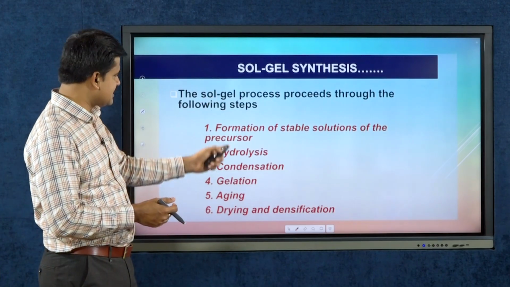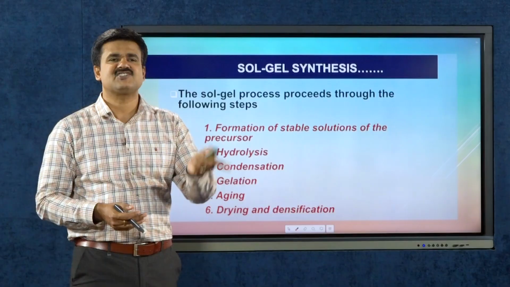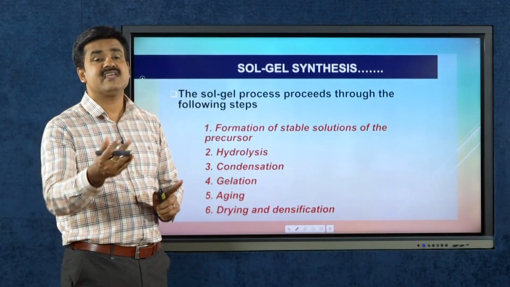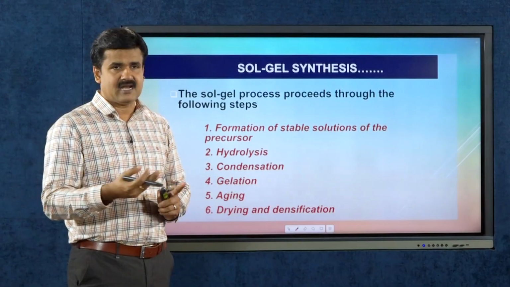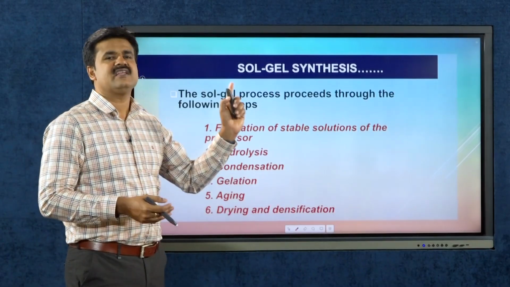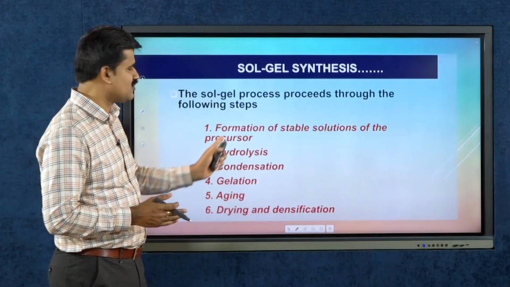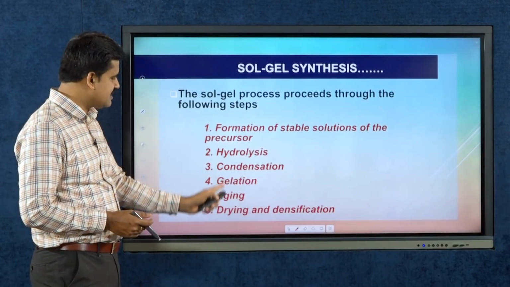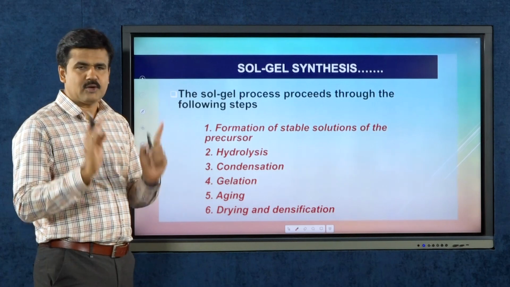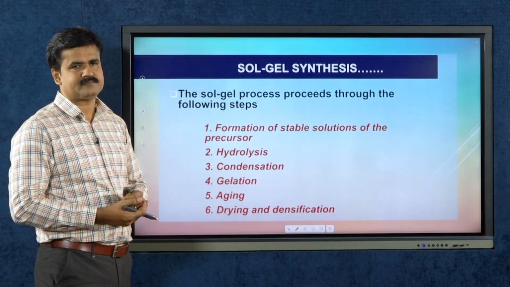So, these are the 6 stages: formation of stable solution, hydrolysis, condensation, gelation, aging, and drying and densification of the gel. These are various stages in which nanoparticles are obtained by the sol-gel process. So, there are 6 distinct stages. After this 6th stage, you will get a nanoparticle of metal or non-metal like silica.